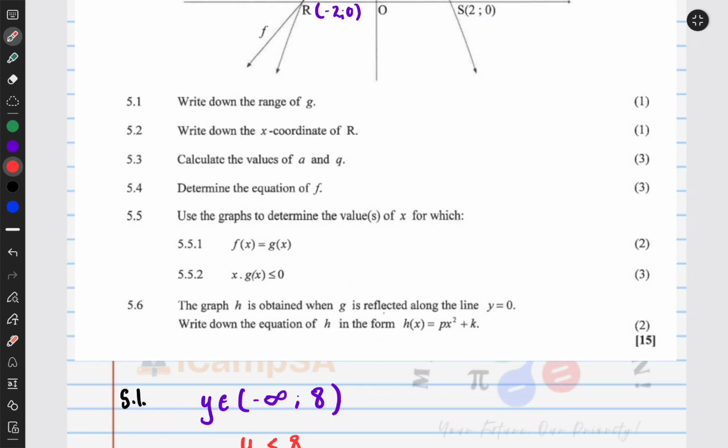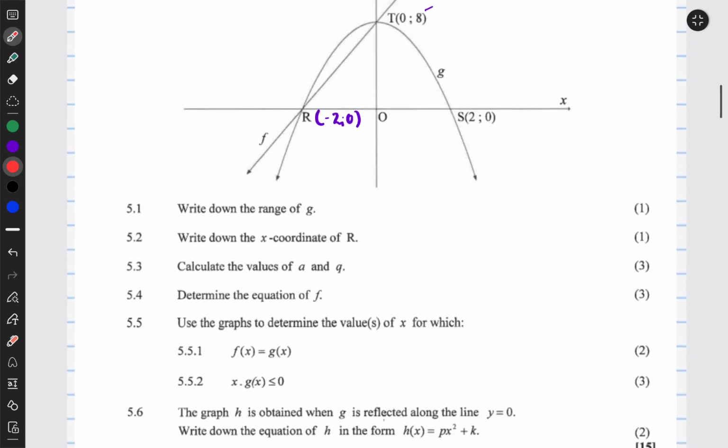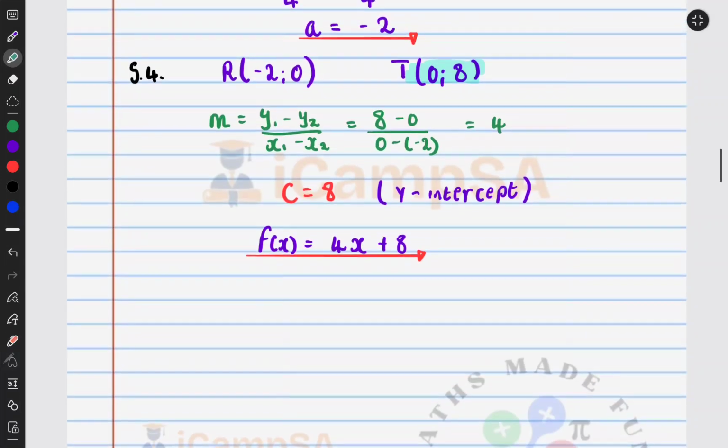Okay, and then from there, let's go to 5.5. Use the graphs to determine the values of x for which f at x is equal to g at x, where these two functions are equal. So it's going to be here where they intersect. It's where x is equal to -2 and where x is equal to 0. So for 5.5.1, where the two functions are equal.